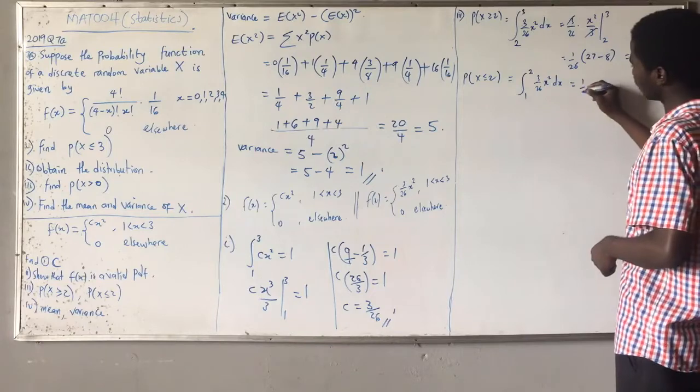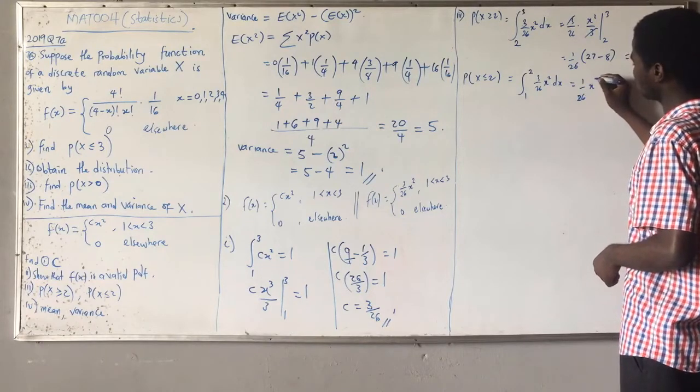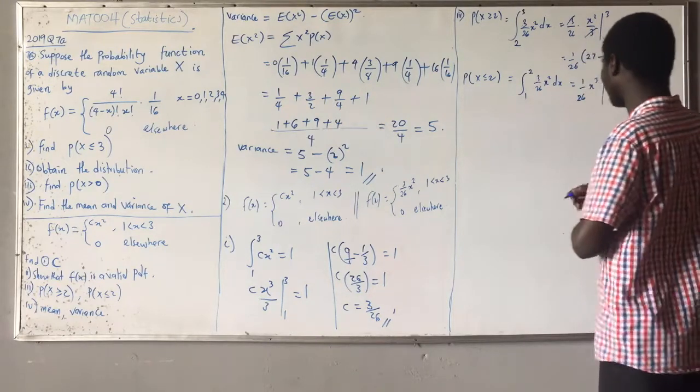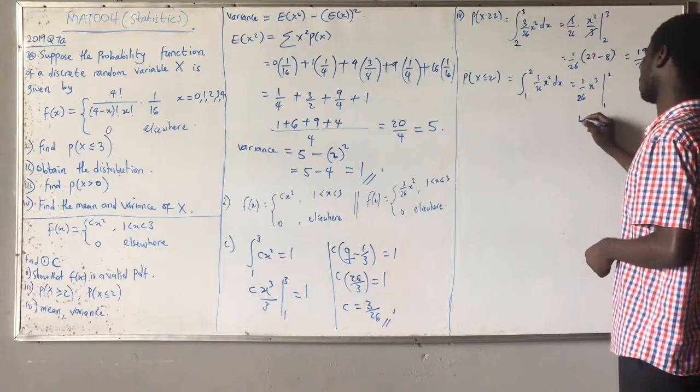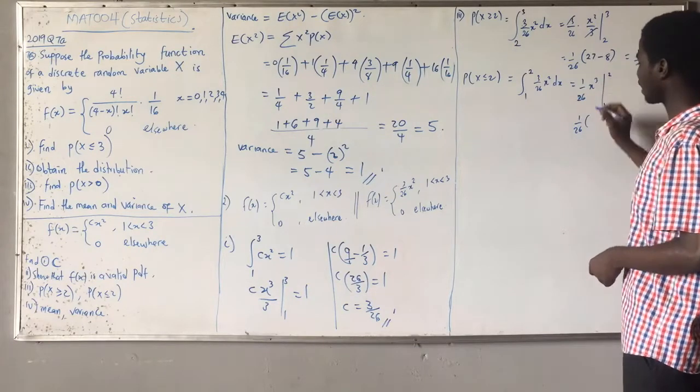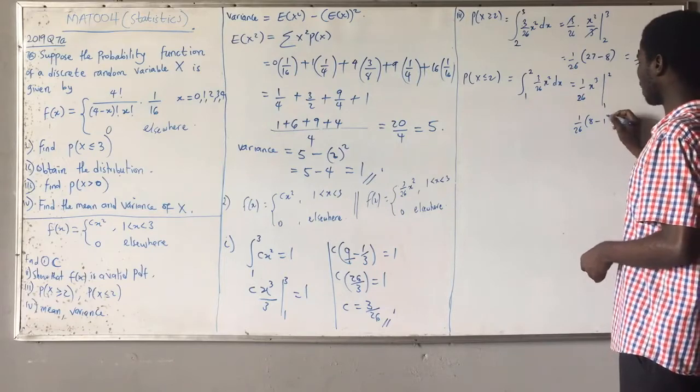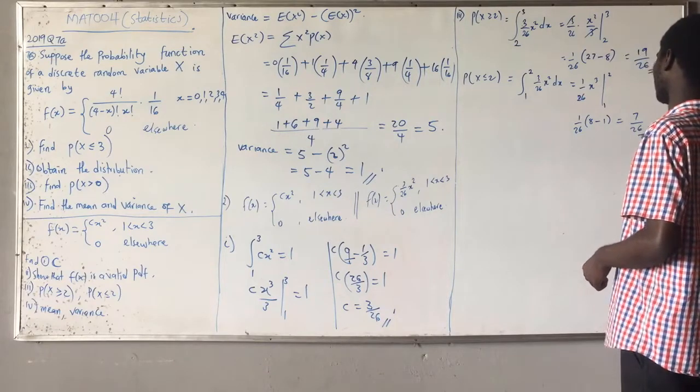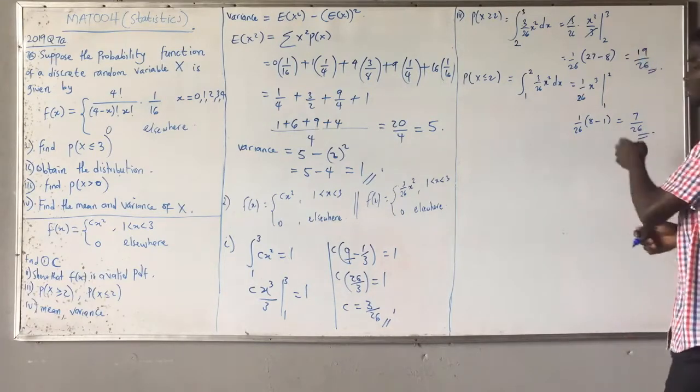This one will be 1 over 26 s cubed, then you will have bounds 1 to 2. 1 over 26: put 2 here, that is 8 minus 1. 8 minus 1 is 7. So 7 over 26. The answer to this one is 7 over 26.